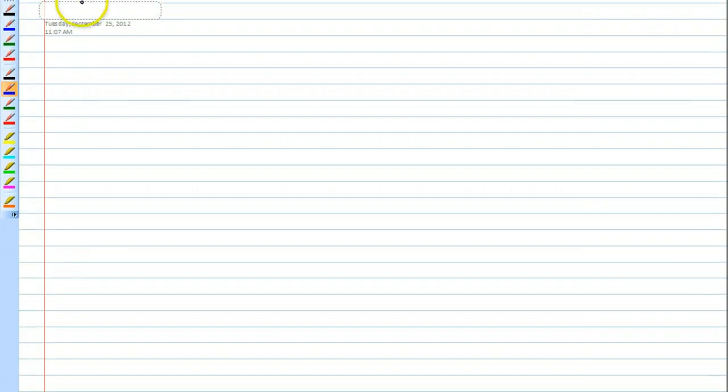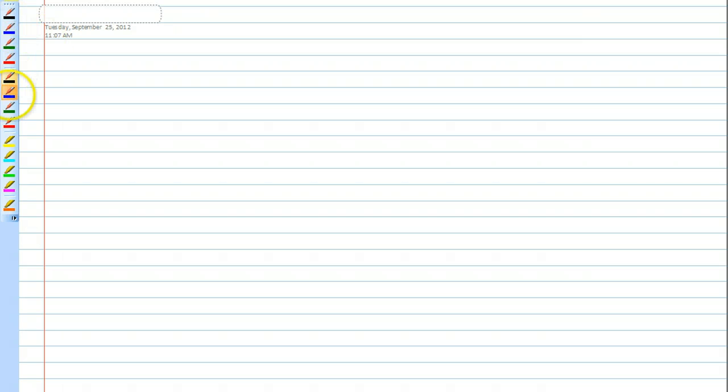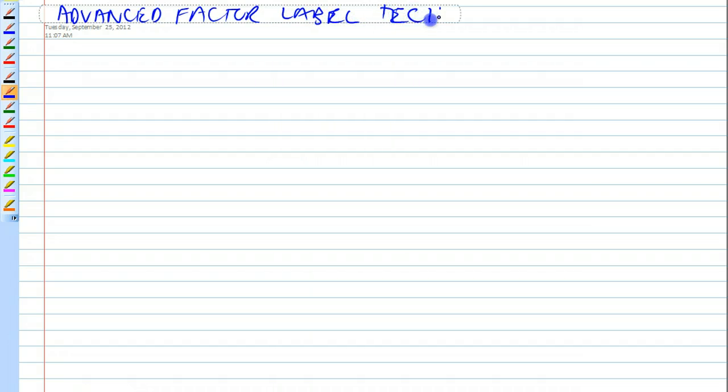So, like I said, these are advanced factor label techniques. Well, that's what you might call it, I guess. We'll call it advanced factor label techniques. Now, it's really the same thing. It's just dealing with a few more complex types of problems and how we can do that.